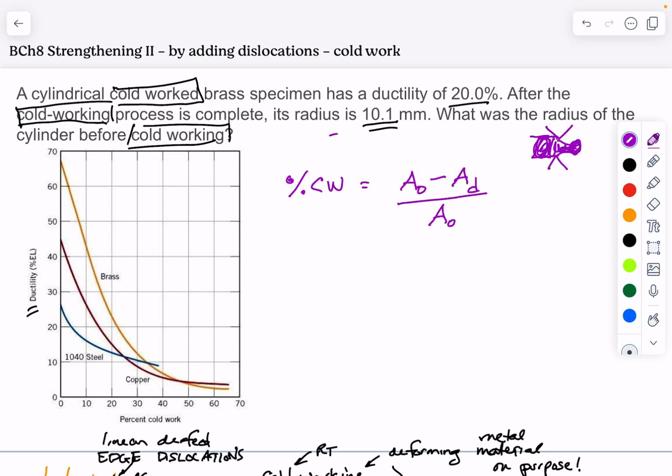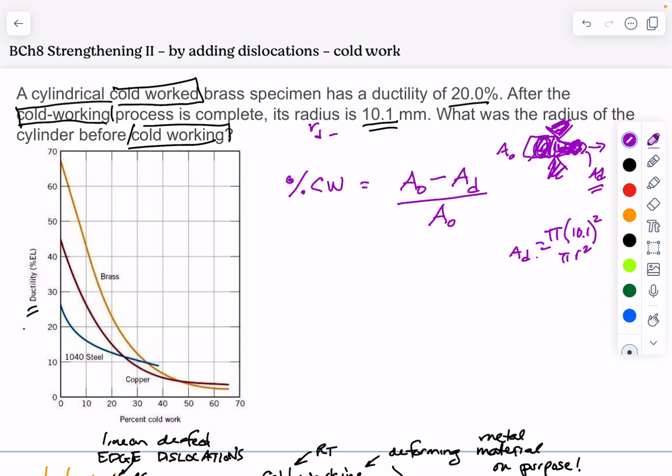So that's what's going on. This is machinery, and the part goes from left to right, and it goes to a smaller diameter. If the initial area is A0, the final area is AD. We're told the final radius, the drawn or deformed radius, and so we can calculate AD. AD is just going to equal pi times the final radius, which is 10.1 millimeters, squared. So that will be pi r squared for the final drawn area, or the deformed area, the area after deformation.